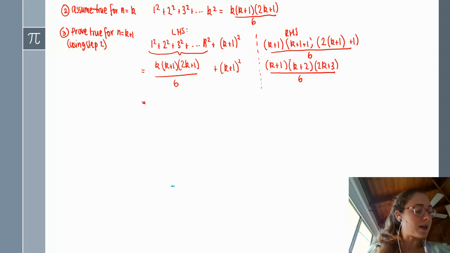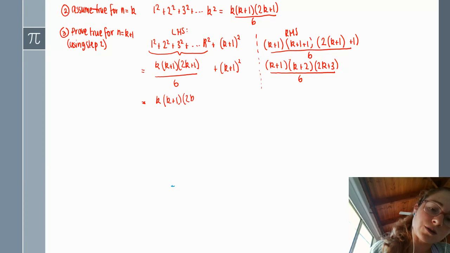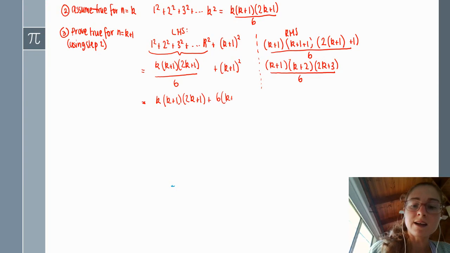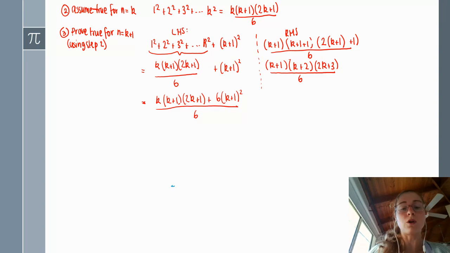Now, it depends what you want to do here. There are a few different ways. I'm going to put everything over 6 because my fraction on the right-hand side is everything over 6. So I'd have k plus 1, 2k plus 1, plus, I've got to times this side by 6, k plus 1 all squared, all over 6. Okay, it's looking closer, but not really exact.